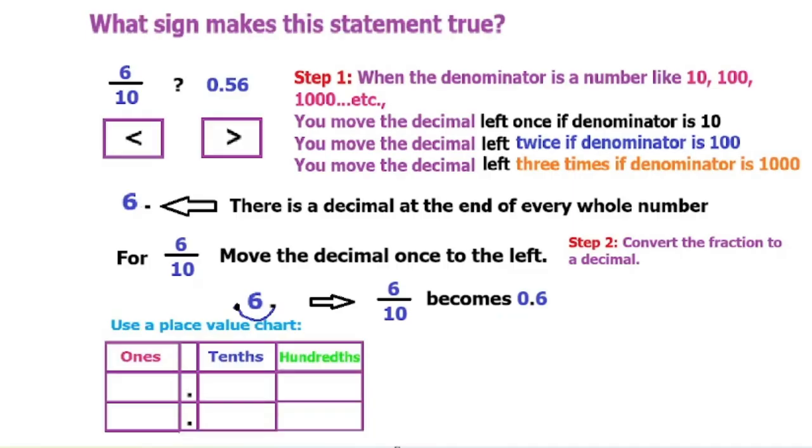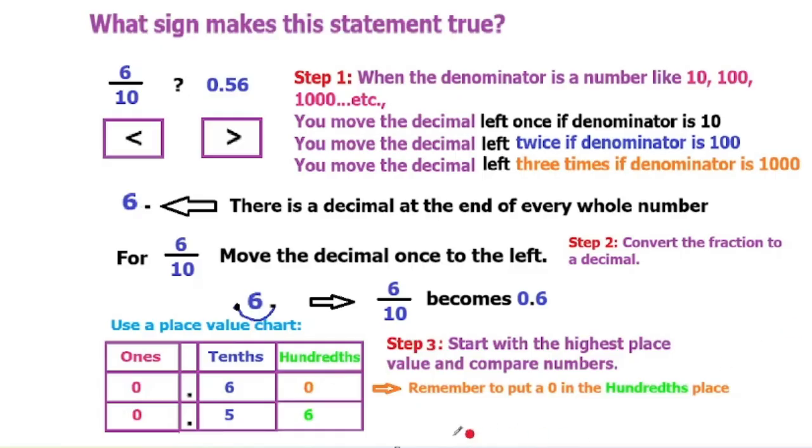So now we use the place value chart. So let's put our numbers in. Here's the 0.6. And remember to put a 0 in the hundredths place if there's nothing there, right? We put a 0 there. If you remember in my previous video, I explained that. And you can find a link to that video in the description if you want to watch it again. So then we put in 0.56.